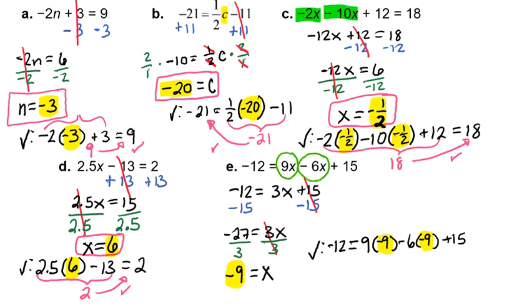Okay? And so now we're going to work out this right-hand side and see what we get. When I plug in 9 times negative 9 minus 6 times negative 9 plus 15 into the calculator, I get a negative 12. And when I check that against what it's supposed to equal, I see that that's correct. We got matching answers, which means x equals negative 9 is the correct solution.